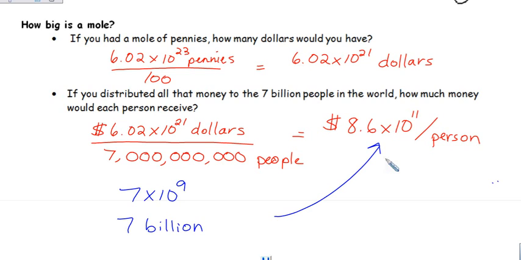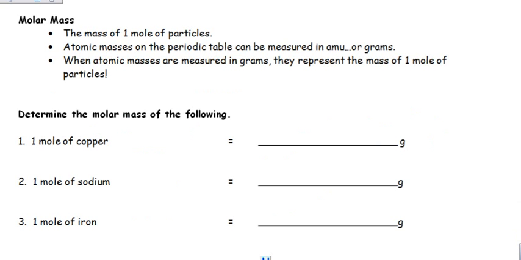Okay, so cool. How are we ever going to use this number? It's something called molar mass. Molar mass is just that. It's the mass of a mole. How do you find the mass of a mole of particles? You look on your periodic table.